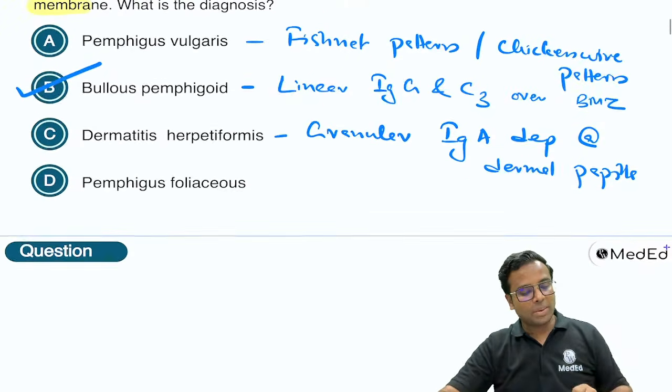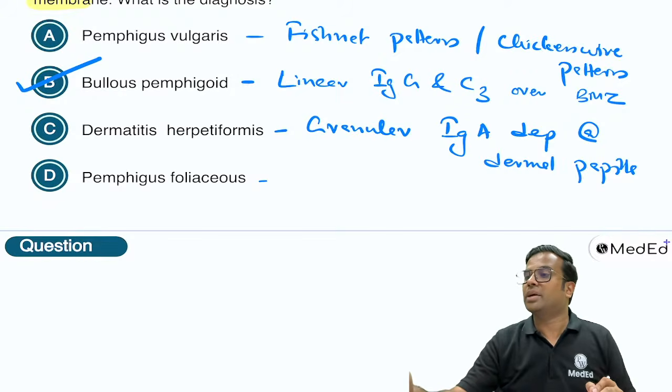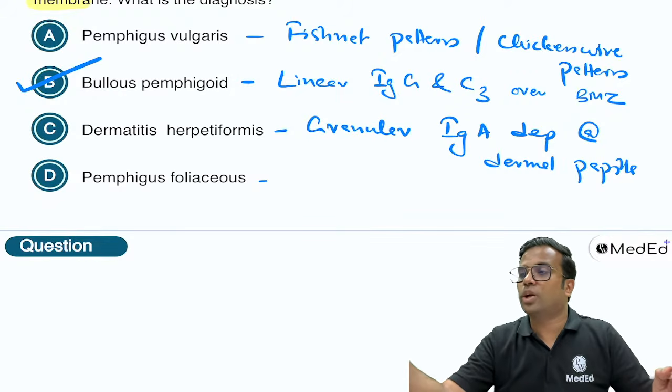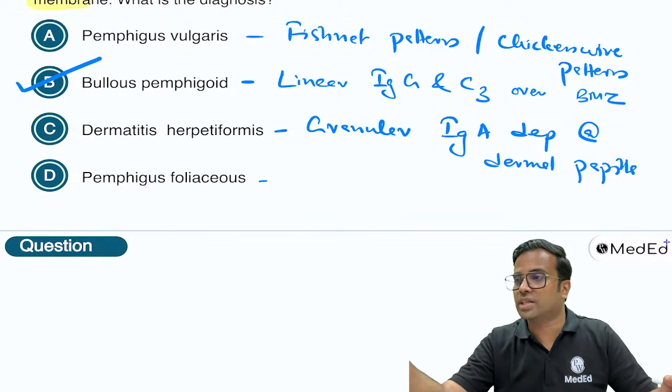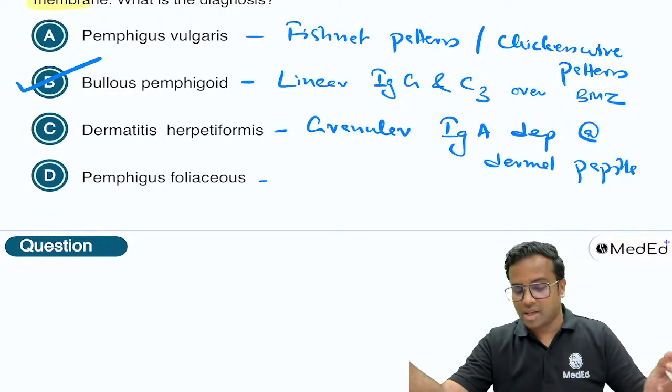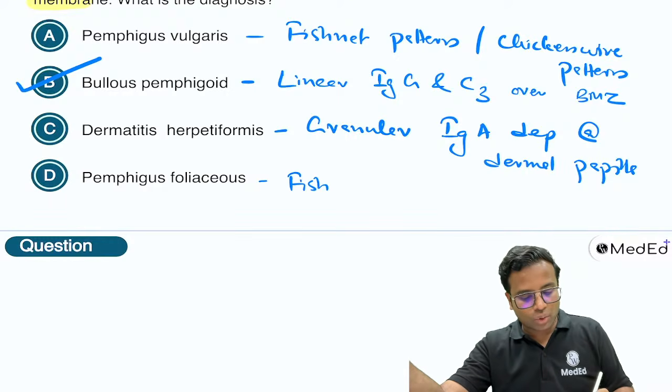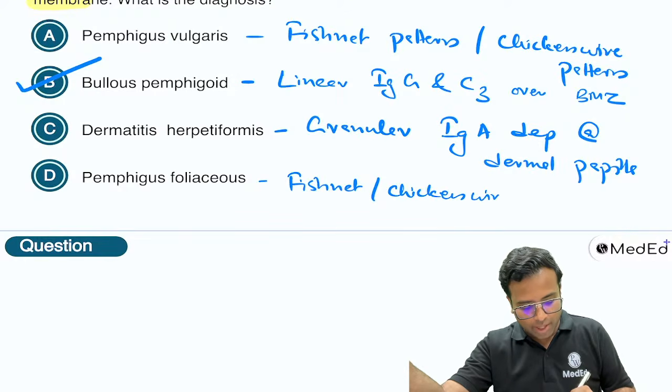And what is option D? Pemphigus foliaceus. Can anybody tell me in the chat box, what do you expect in pemphigus foliaceus? So what are you expecting in pemphigus foliaceus in a DIF? Yeah, the DIF will once again show you a fish net or a chicken wire pattern.